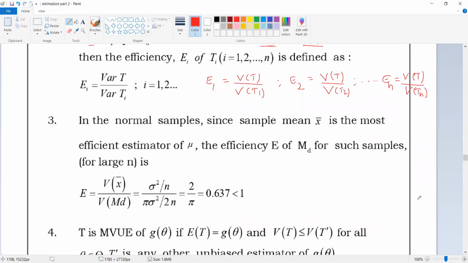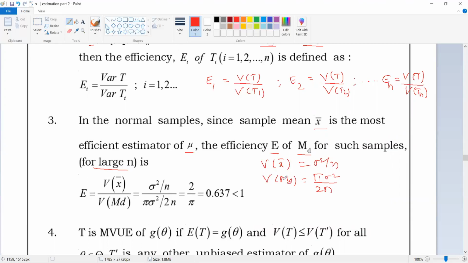Next one: in normal samples, since the sample mean x bar is the most efficient estimator of mu, let us find the efficiency of the median for such samples when n is large. The variance of x bar you know very well: sigma square by n. The variance of the median for large n is pi sigma square by 2n, for a normal population. This is an advanced concept for the degree level, so based on the degree syllabus, there is no need to derive the variance of the median.